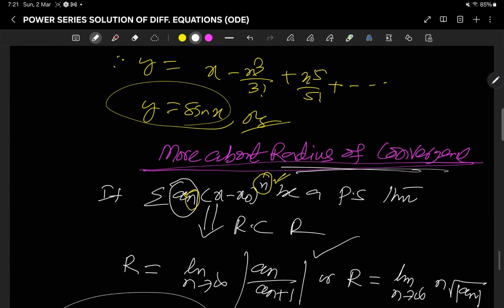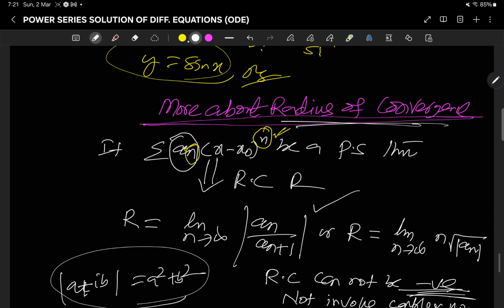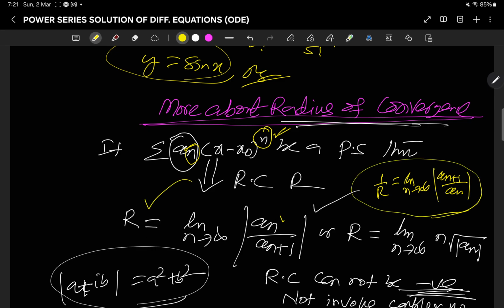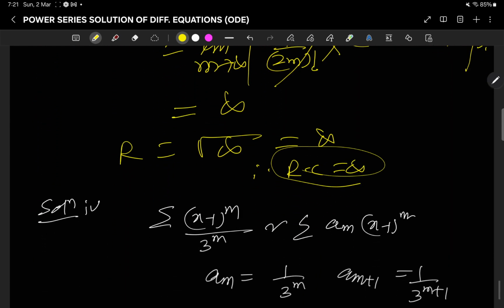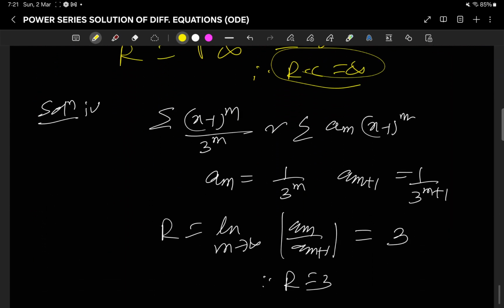In some books, instead of r, the formula is also written like this: 1 by r is limit n tends to infinity of the magnitude of a_(n+1) by a_n. So don't be confused: if it is r, I write a_n by a_(n+1), and if it is 1 by r, in some books it is also written like this. So don't be confused. The video is getting lengthy. We should conclude it here now.